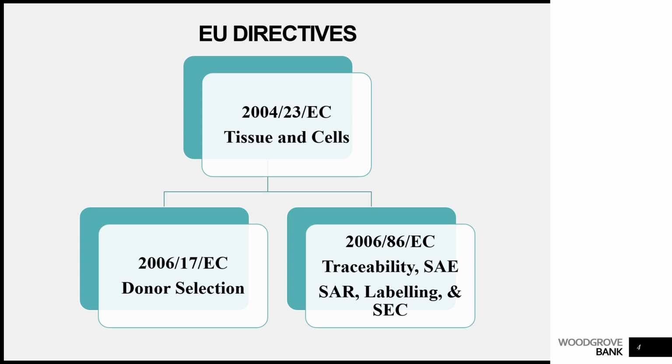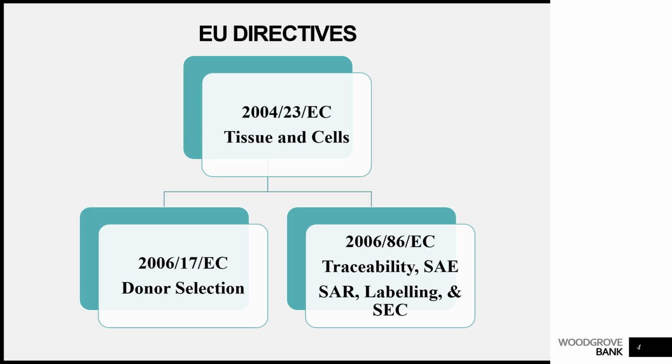So the EU Tissues and Cells Directive 2004/23/EC establishes a legal unified framework for the donation, procurement, testing, processing, preservation, storage and distribution of human tissues and cells. And then you have the implementation directive. So the EU Directive 2006/17/EC relates to the technical requirements for donation, procurement, and testing of human tissues and cells. So it relates specifically to information about the donor and other things as well. I'll go through those other things in the next few slides.